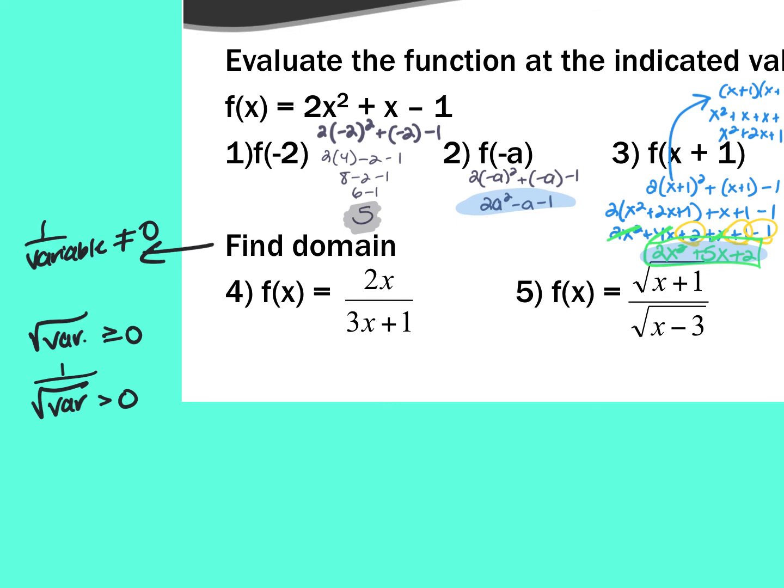For 4, I ignore the 2x in the top. There's a variable there, but 0 can be in the top, and 0 is still an answer. 0 cannot be in the bottom. So I would say that this cannot equal 0, and I get 3x cannot equal negative 1, and x cannot equal negative 1/3. For now, that answer is okay.